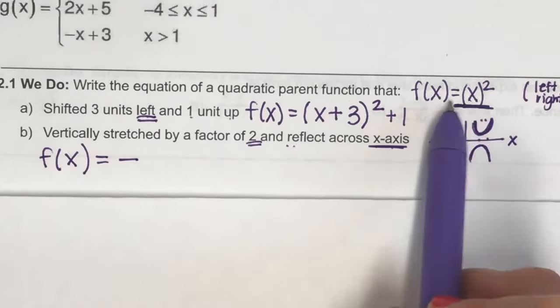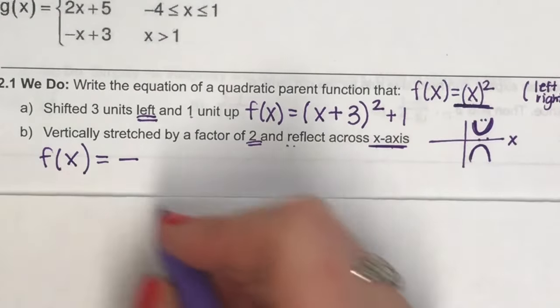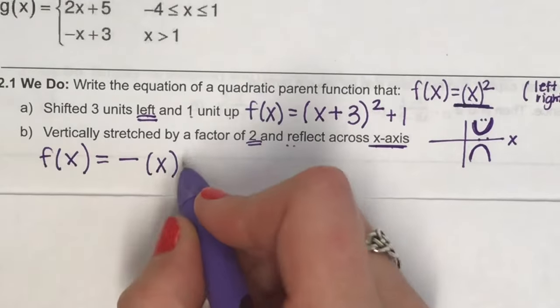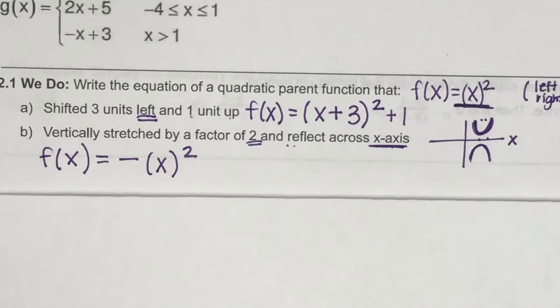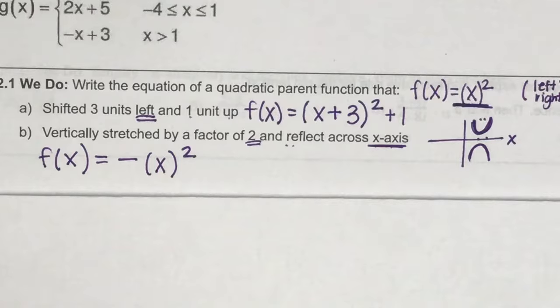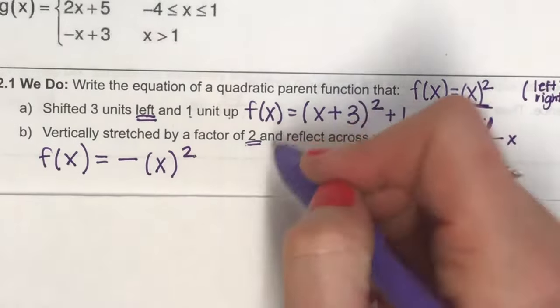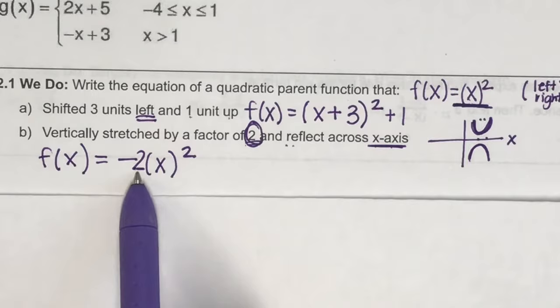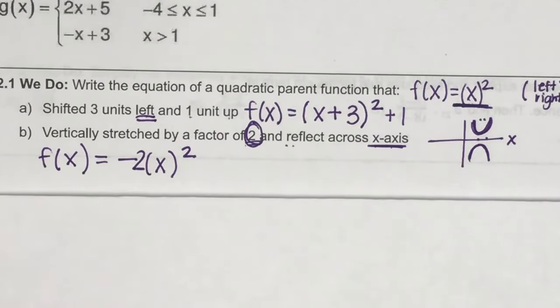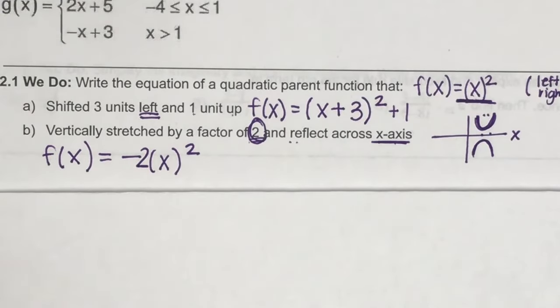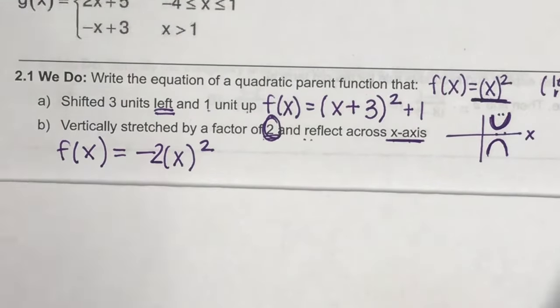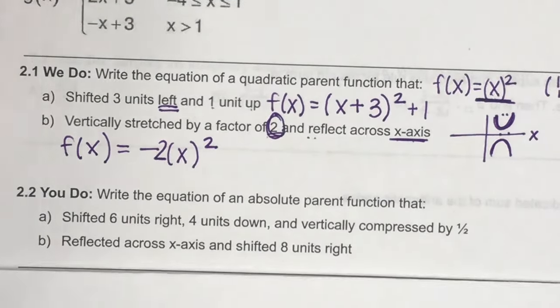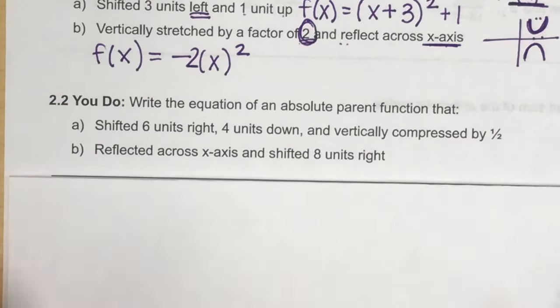Now I'm not shifting left or right, so I don't need anything in the parentheses other than the x. And then I'm going to square it because it's quadratic. And then that's it. It doesn't get shifted any other way. Oh, I'm so sorry. Whoops, I forgot my factor of 2. That means I should have a 2 right here. So this is going to stretch my graph and reflect it. And then I'm not going left or right in any way. So that's my final equation. So now you are going to try number 2. Take a moment, pause the video, give it a try.